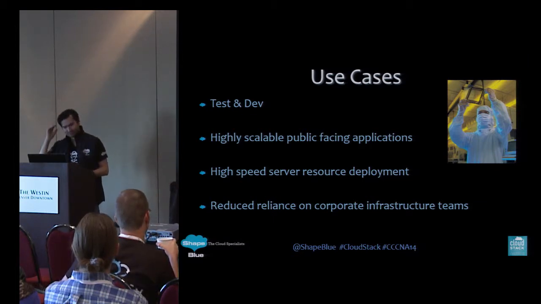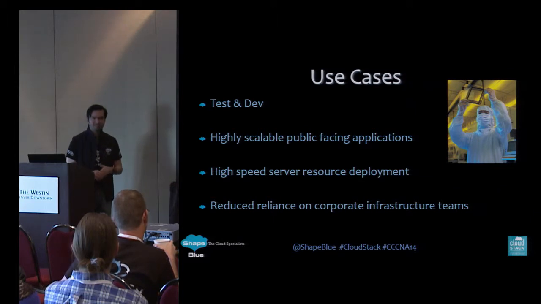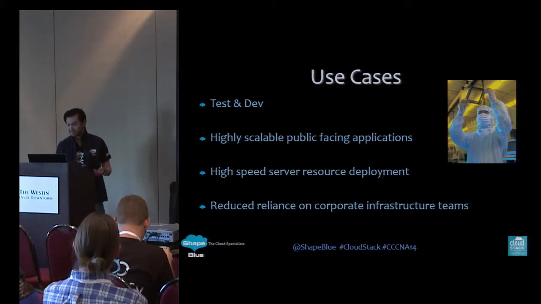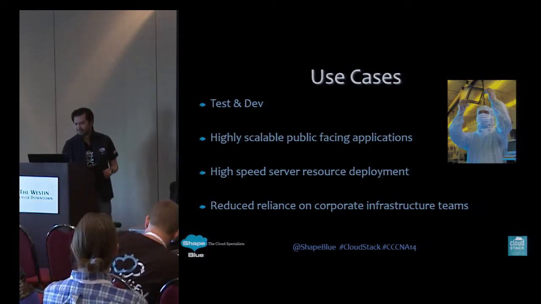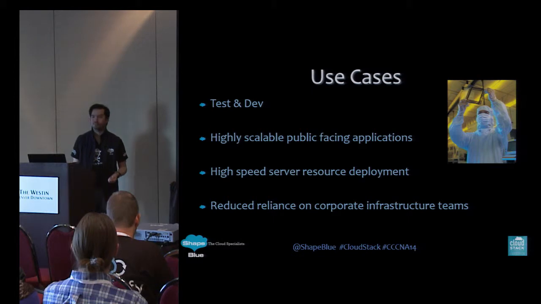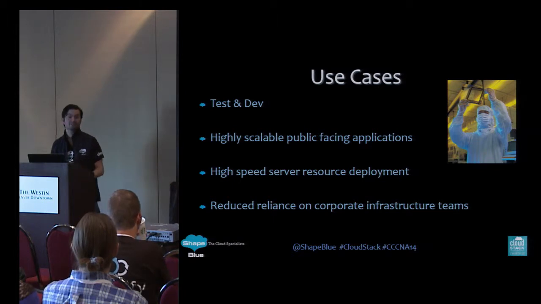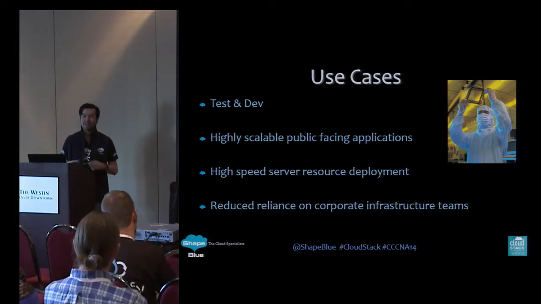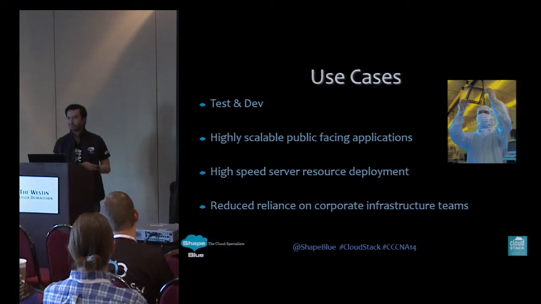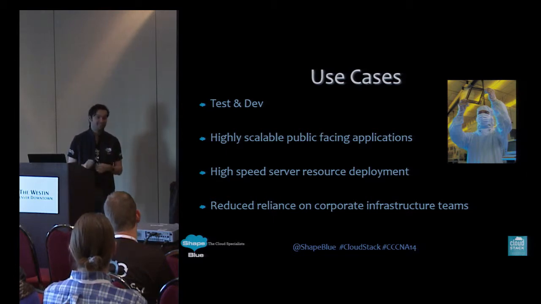High-speed server resource deployment. Anyone who's pressed the button or used the API knows CloudStack just spins up instances as quickly as your hardware enables you to. Then there's the reduced reliance on corporate infrastructure teams. I won't name names, but I could name at least half a dozen off the top of my head, corporations or people we've gone to who are interested in CloudStack, and one of their main aims, although they'll never write it down, is they want to cut out the networking team. That's almost one of their unstated goals, because they want to produce things, and sometimes even cut out the VM teams.